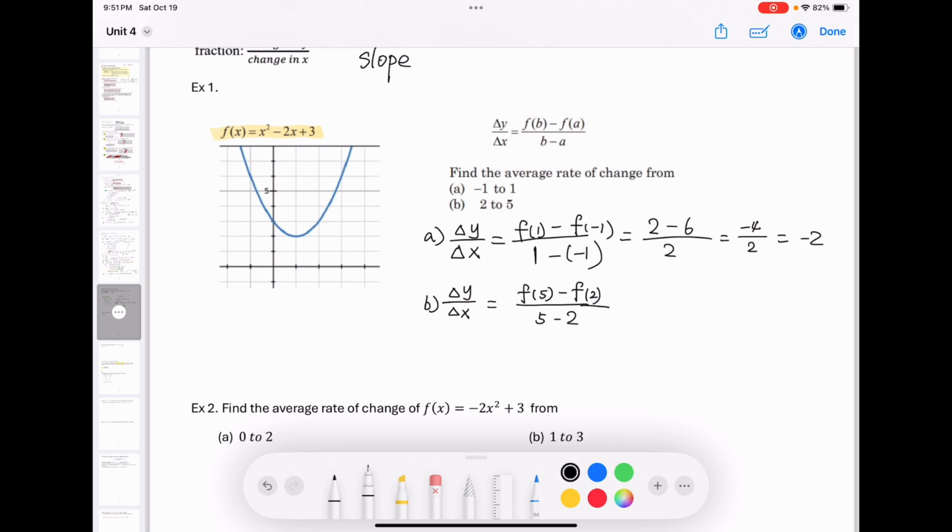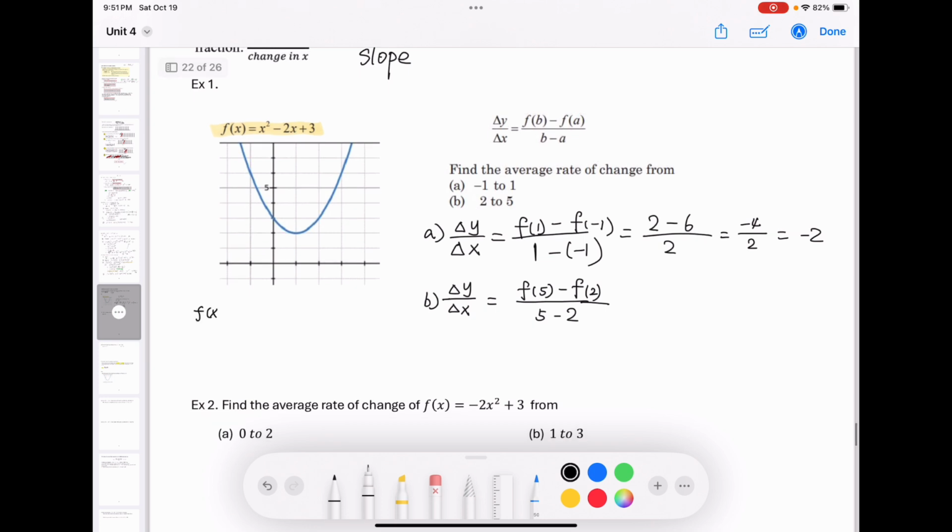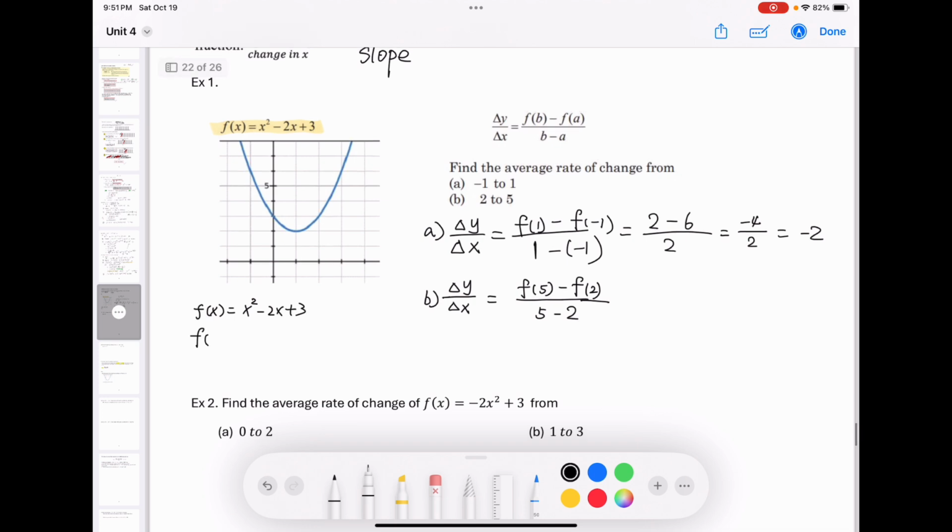Yes, we have the function: f of x is x squared minus 2x plus 3. Let's find f of 5, which is 5 squared minus 2 times 5 plus 3. 25 minus 10 is 15, plus 3 is 18. So we have 18 minus f of 2. I don't have to compute f of 2 because in the image I can find f of 2, which is 3. So let's minus 3. The denominator is 3. So the top is 15 divided by 3. So the average rate of change is 5.